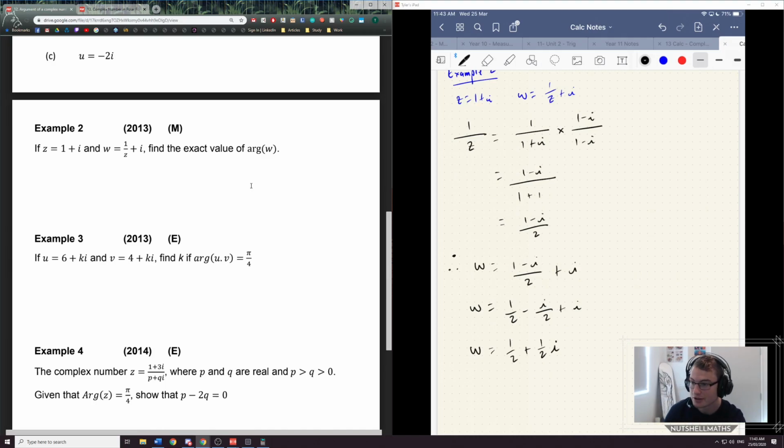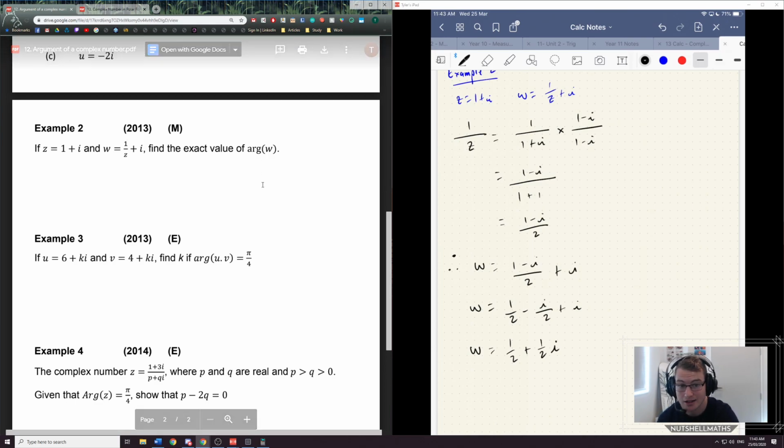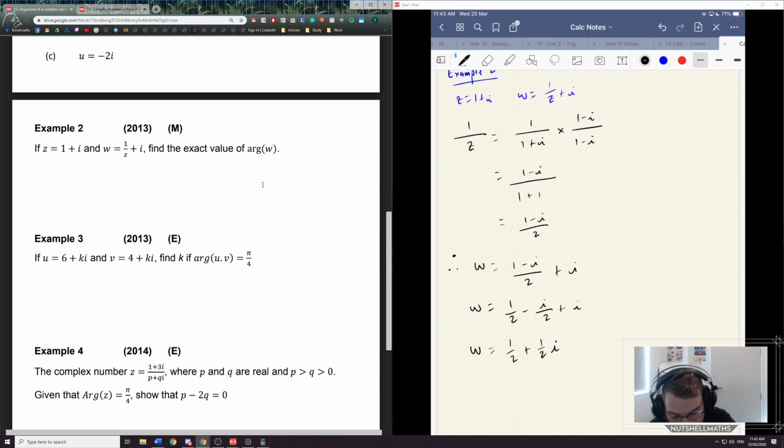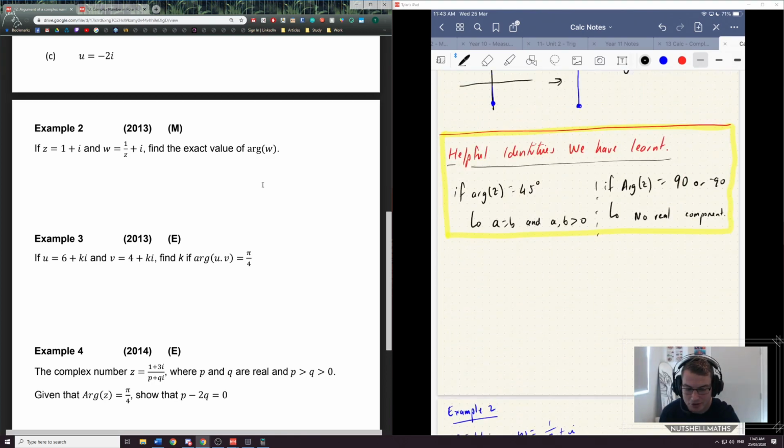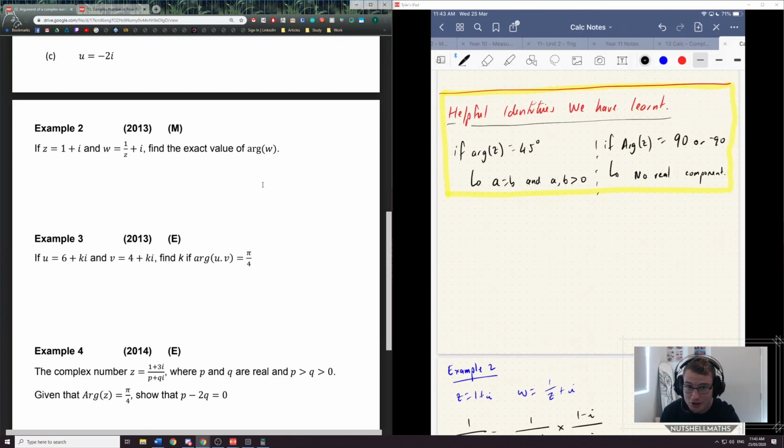So now we've got w. We've made the question much nicer, because the question is, find the exact value of arg w, the argument of w. So let's go. The argument of w is going to be, well, let's draw the diagram. Actually, something should ring a little bell for you right now. Look here.